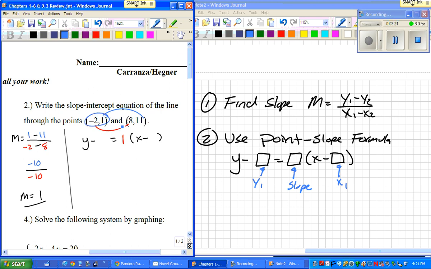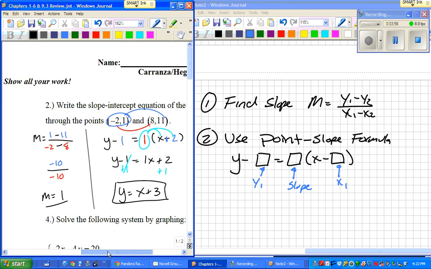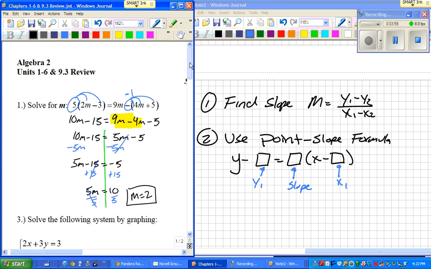And now we can use either point, and I'm going to use 2, negative 1. So the negative 2 goes with the x, and that changes to a positive, and the 1 comes up front. So distribute, you get y minus 1 equals 1x plus 2. And now to get the y by itself, I apologize, you add 1 to both sides. Y equals x plus 3. Alright.